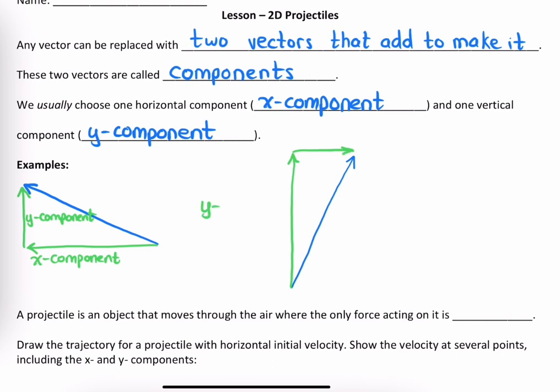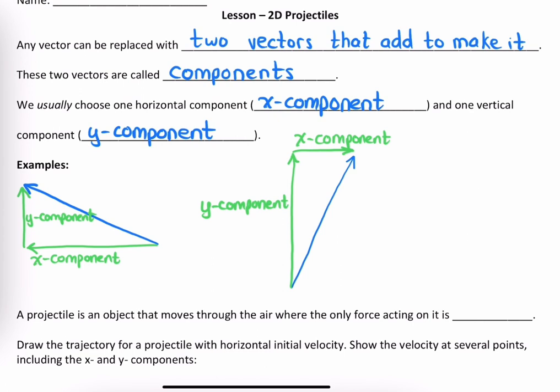This guy being my Y component, and this guy being my X component. And so now that I have these components, just like I was able to ignore my number 7 and just focus on the 3 and the 4, I can now ignore this blue vector and just work with these green ones from here on in. And that's what we'll do later on in this lesson once we get there.